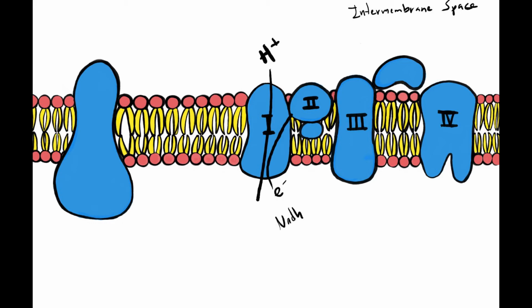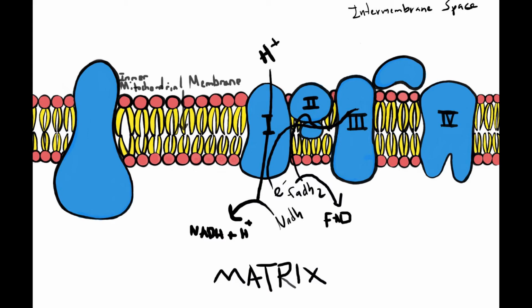Each complex is made of proteins. Electrons from NADH and FADH2 pass through each complex. The electron loses energy and a portion of the energy is used to pump hydrogen ions that were located in the matrix into the intermembrane space. NADH becomes NAD plus a hydrogen ion and FADH2 becomes FAD during the transport.